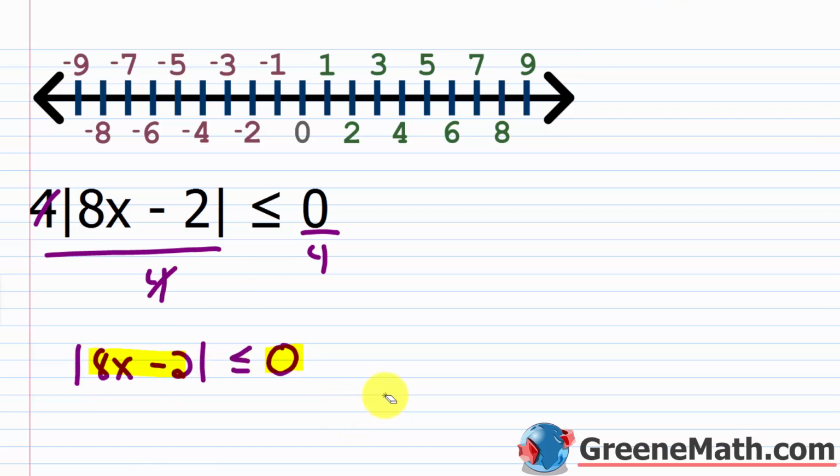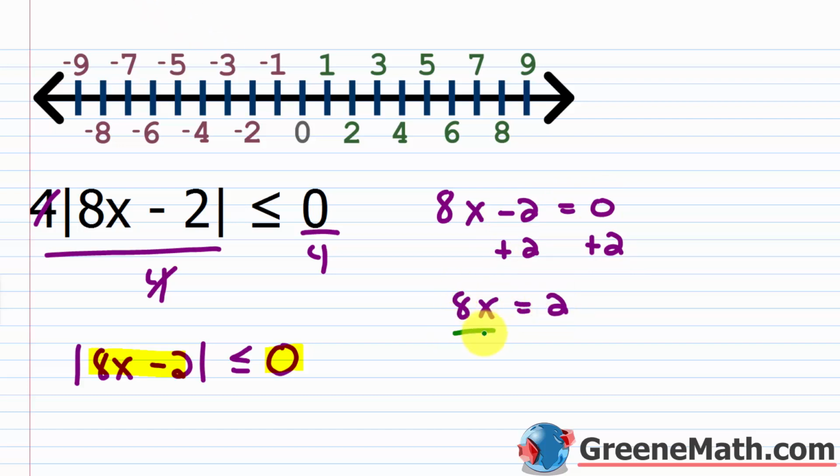Because it can never be less than 0. That's not ever going to work, right? Because once we take the absolute value, it's going to be 0 or something positive. So we can get it to equal 0, but we can never get it to be less than 0. So there's only one solution here. So 8x minus 2 is equal to 0. Add 2 to each side of the equation. You'll have 8x is equal to 2.